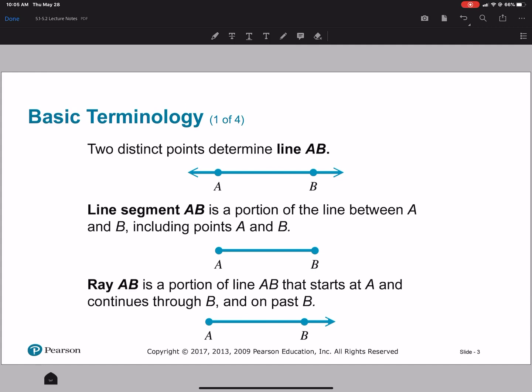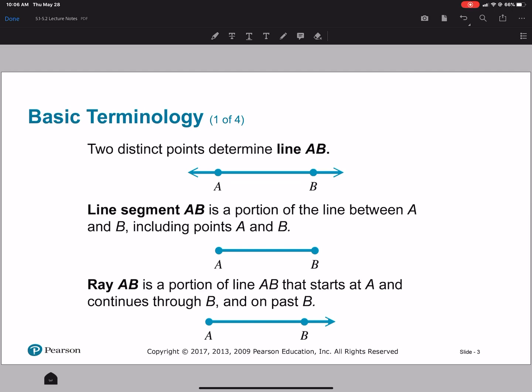So, some basic terminology. Two distinct points determine a line AB. Then a line segment AB is a portion of a line between A and B, including the points A and B. Then a ray is a portion of the line that has the start point A and continues through B, past B.